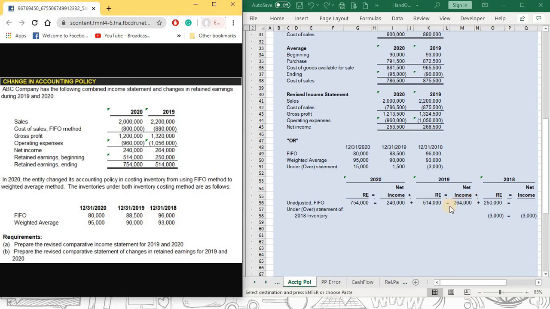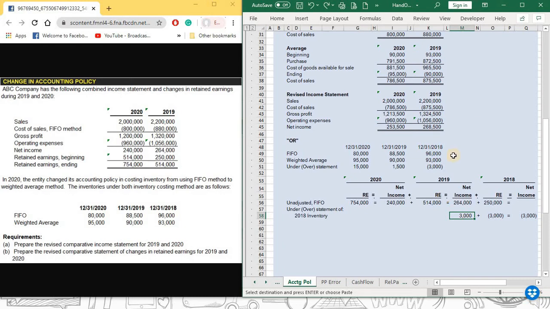And in order to convert the 264 net income to weighted average, we need to adjust the understatement. And that will be an addition of 3,000 pesos. So by adding 3,000 pesos to 264,000 pesos, we can convert the net income into weighted average. Then, since the 264 is part of the 514 retained earnings in 2019 and the 264 is understated, the question is the 514,000 pesos also understated? The answer is no. The 514 is no longer understated nor overstated. The 514 peso retained earnings is already at weighted average method as far as the 2018 ending inventory is concerned.